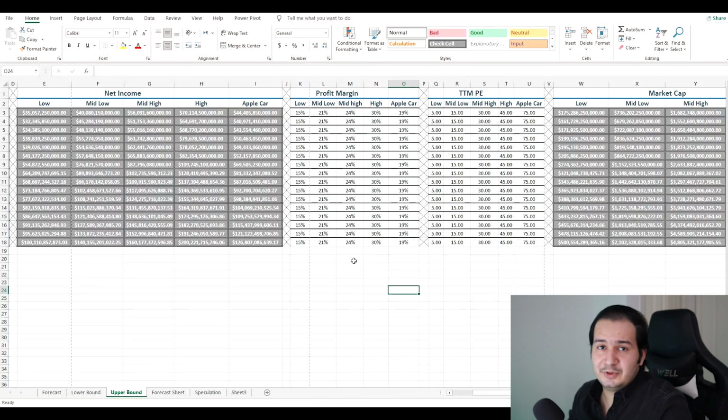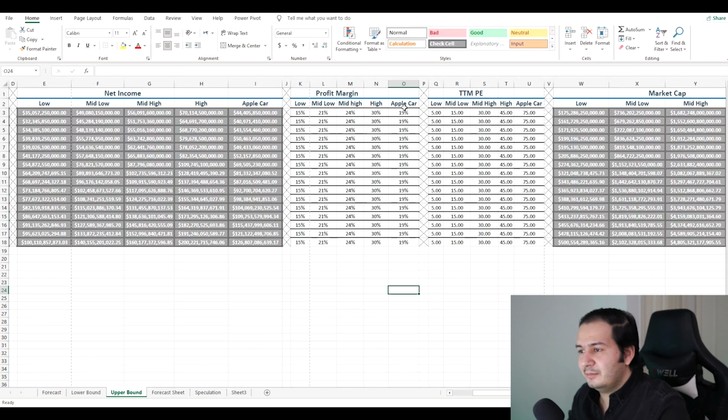As I showed you before with the historical profit margins, the profit margins can go as low as 15% to as high as 30%. But the normal range for the profit margins for Apple is around 21 to 24%. I don't think we're ever going to see 30% or 15%. 15% is more likely than 30%. 30% is really high, but still they are possible. But the normal expected range is going to be around 21 to 24%.